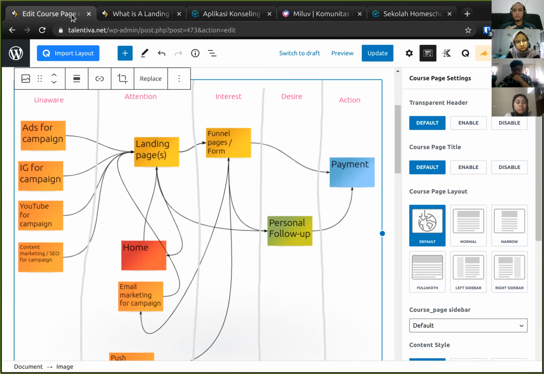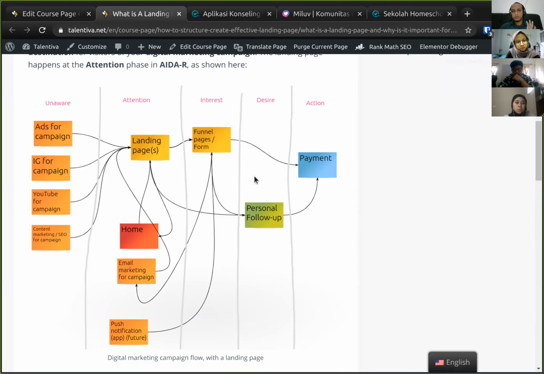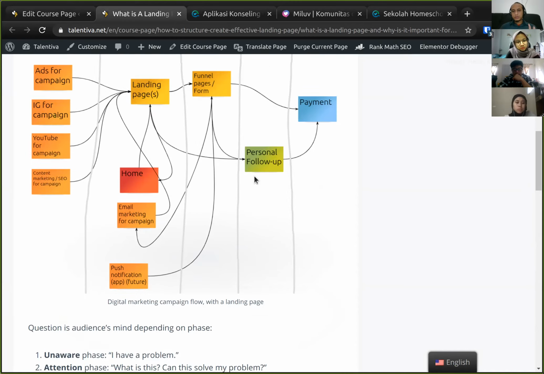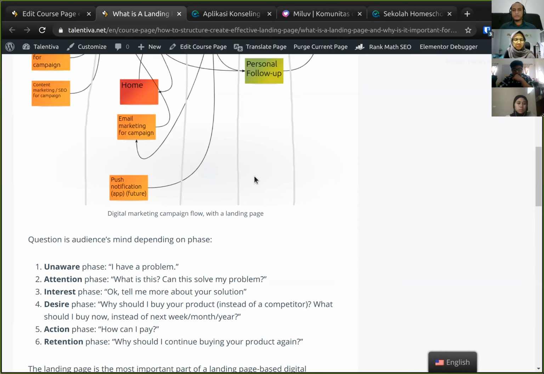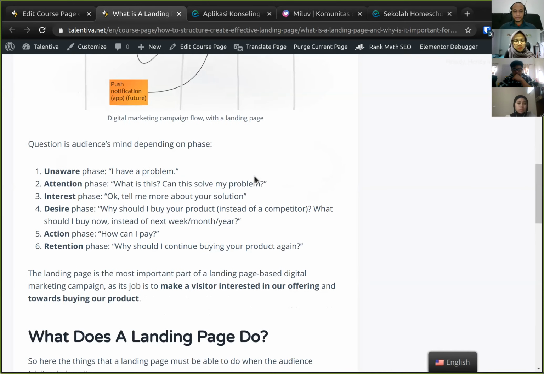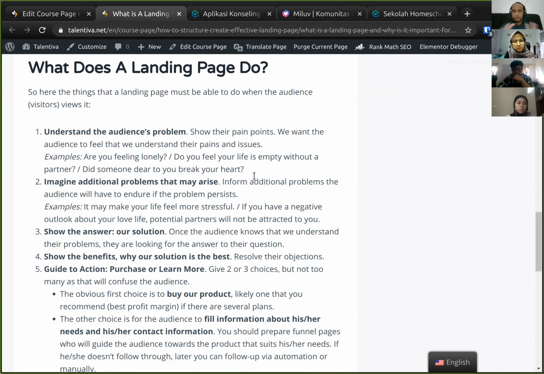A lead is someone who is already in this interest phase. So it's not just an anonymous visitor. It's a visitor that we already know the name, we already know the contact, and we already know the problem. What this user wants to do, the problem that the user has, and the user wants to solve the problem by buying our product. In the end, it will be sales. So that's landing page.